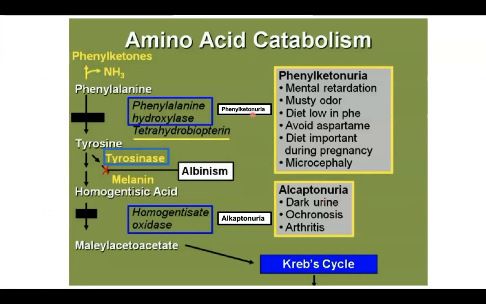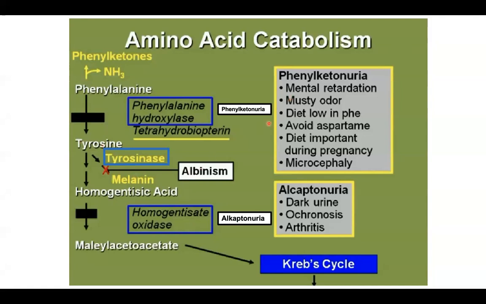Phenylketonuria was a deficiency in phenylalanine hydroxylase or a deficiency in BH4. Albinism is a deficiency in tyrosinase, which converts tyrosine into melanin. And then alcaptonuria is a deficiency in homogentisate oxidase.